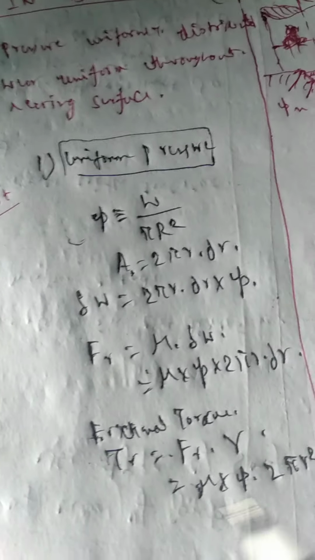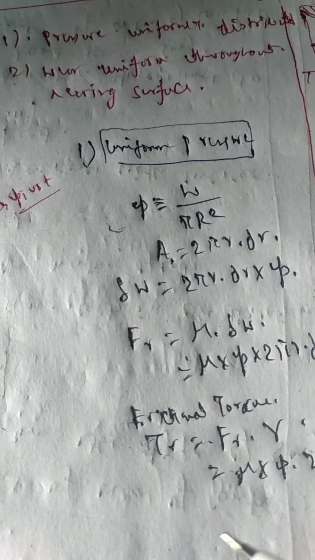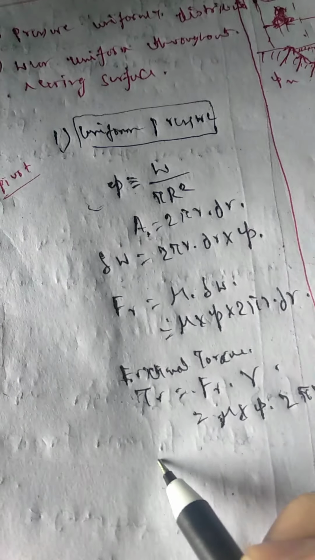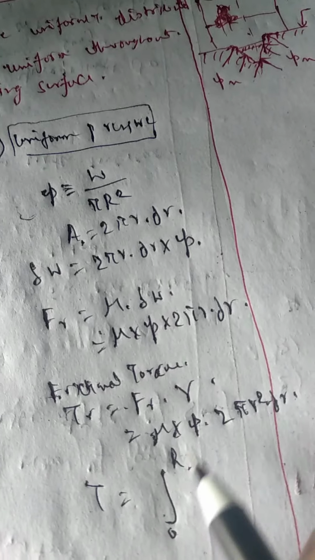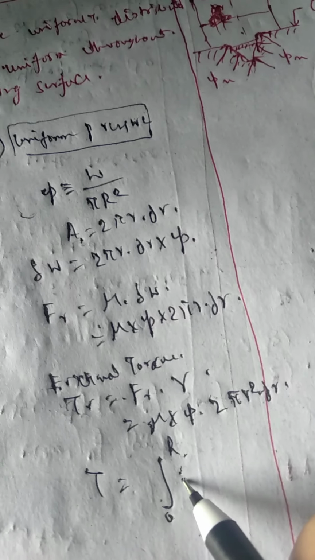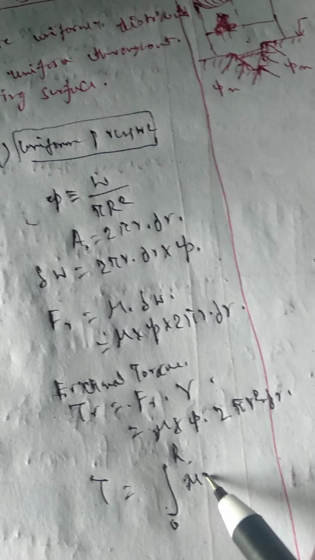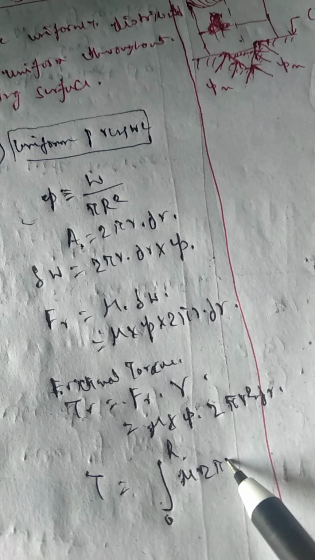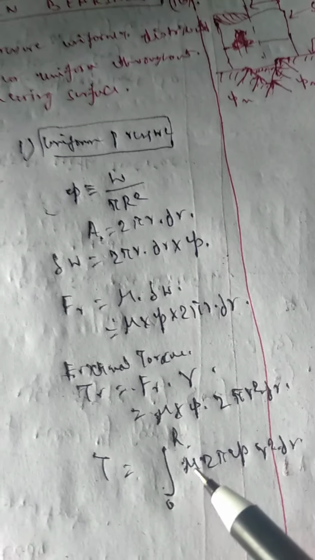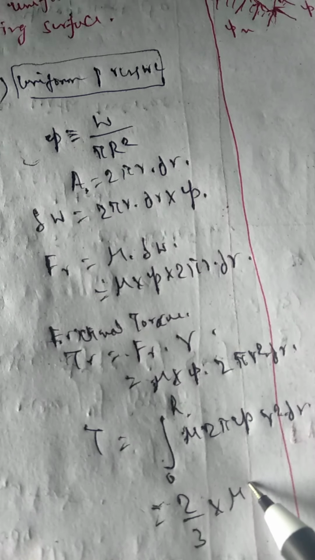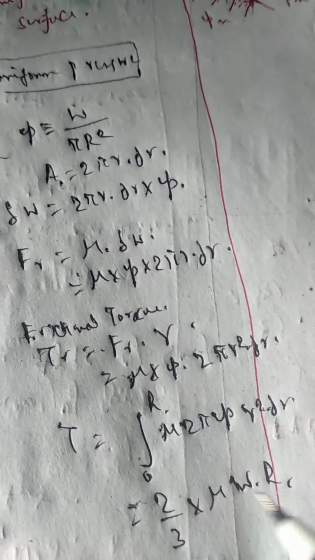Now we have to integrate this torque over the whole length from 0 to big R. So the total frictional torque will be the integral from 0 to R of mu into 2 pi p into r square into dr. I am not showing the integration, you can do it yourself. The value comes out to be, I am just writing it directly, 2 by 3 into mu into W into R. So this is the value of the torque for a flat pivot bearing.